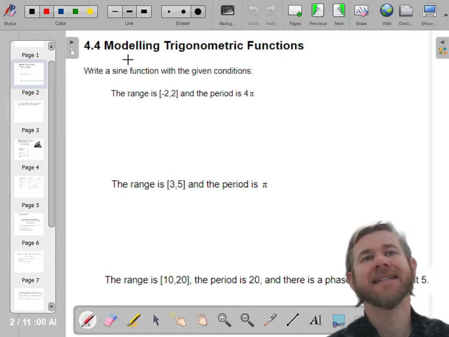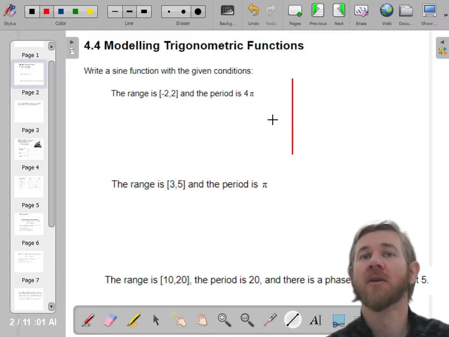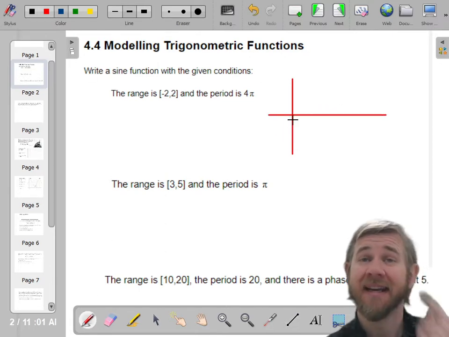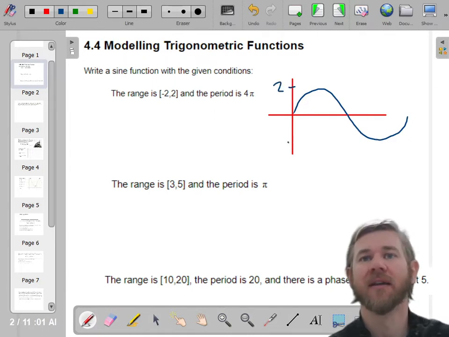It says, write a sine function with the given conditions. The range is -2 to 2 and the period is 4 pi. Now, I am very visual, so it helps me to see a picture. So what I'm going to do is sketch this and see if maybe it helps me put it all together. It's a sine curve. And so sine curves look like that. The range is 2 to -2, okay. And the period is 4 pi, so this is 4 pi.